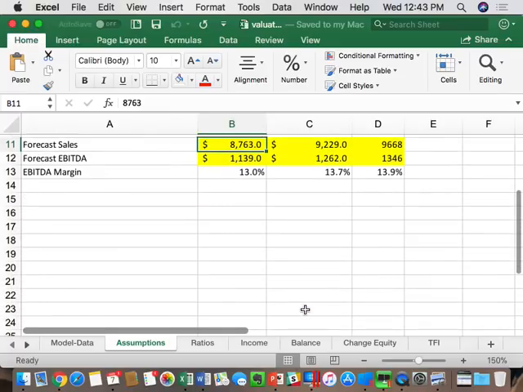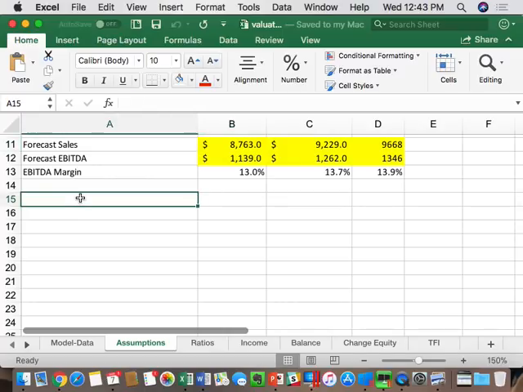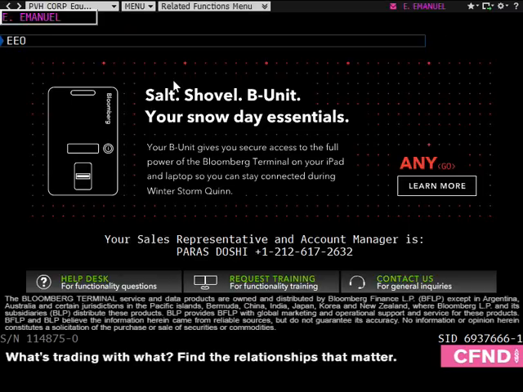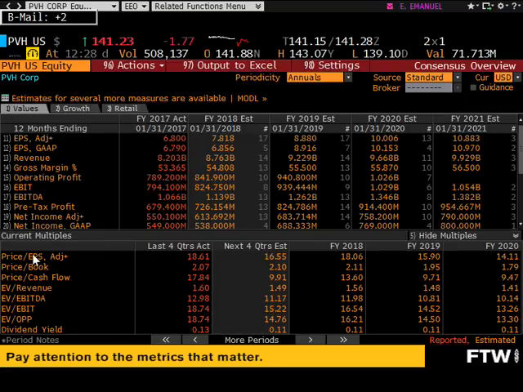So basically what we're going to use is forward year 2 as the normalized numbers for multiples. So here's what we're going to add to our model, starting in row 15. So I need to know the forward year 2 EV to sales or revenue. Now, Bloomberg, and this is off the EEO screen, actually has it right here. They call it EV to revenue, forward year 1, forward year 2.